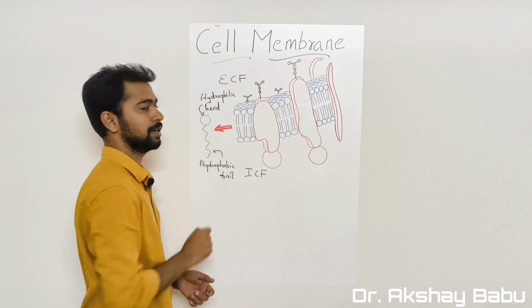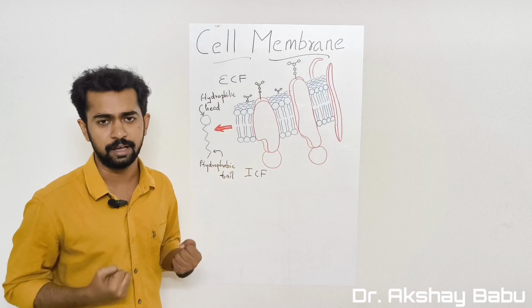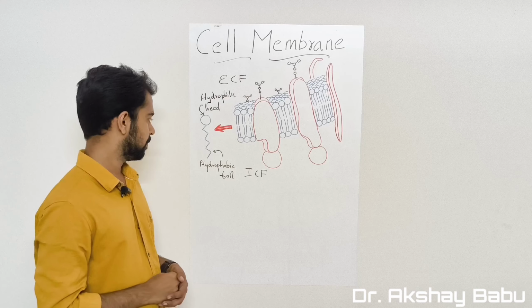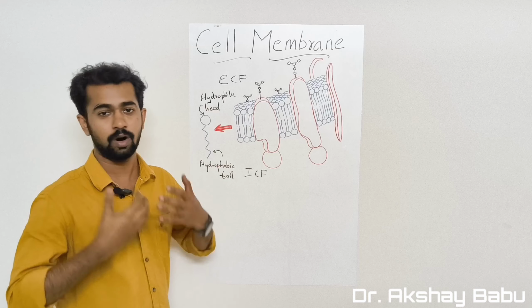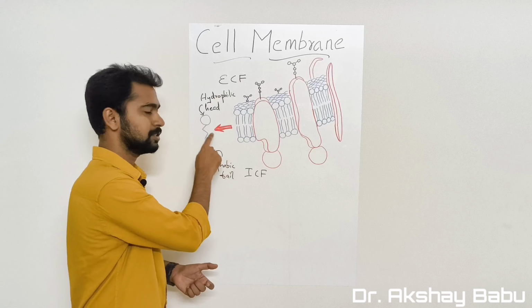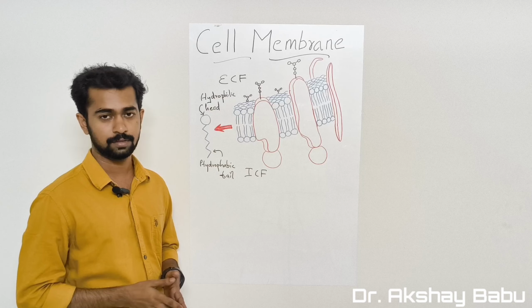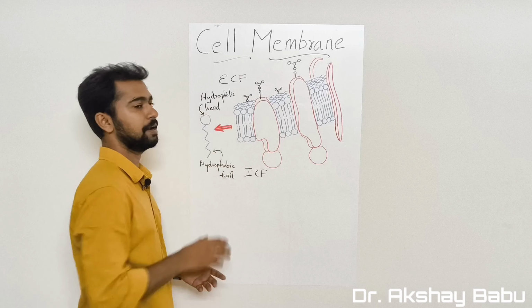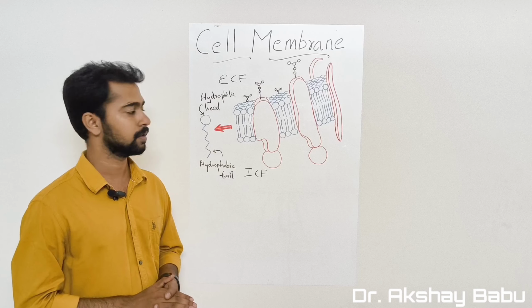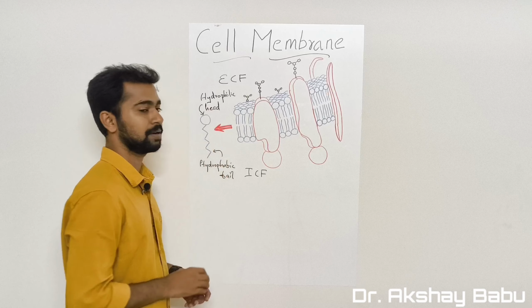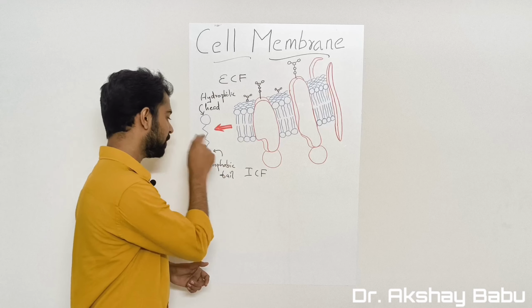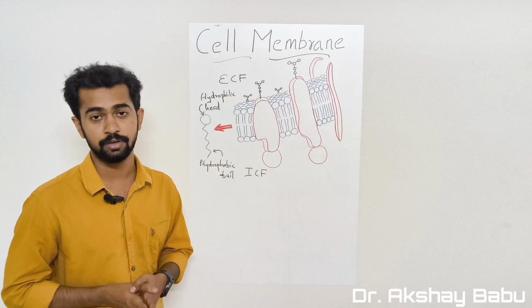This head region is always water loving in nature. That's why this is the hydrophilic head. And this tail region is a water hater. It always repels water. So that's why this is known as the hydrophobic tail. And this hydrophilic head is always composed of a phosphate radical, and this hydrophobic tail part is composed of fatty acids. And this hydrophobic tail part is soluble in fat molecules.